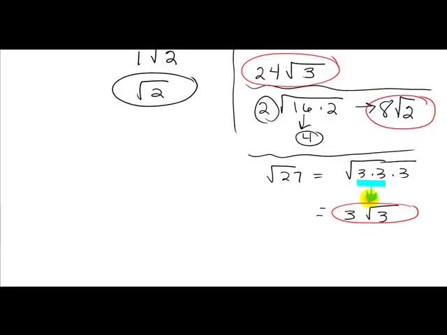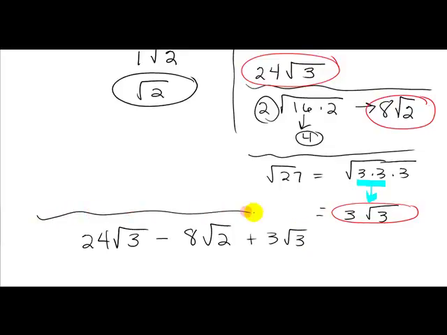Now we want to add all those. So we're going to have 24 times the square root of 3. And everything was, nope, we had a subtraction here. And then 8 times the square root of 2 plus 3 times the square root of 3. So this is what we're looking at now to finish the work.